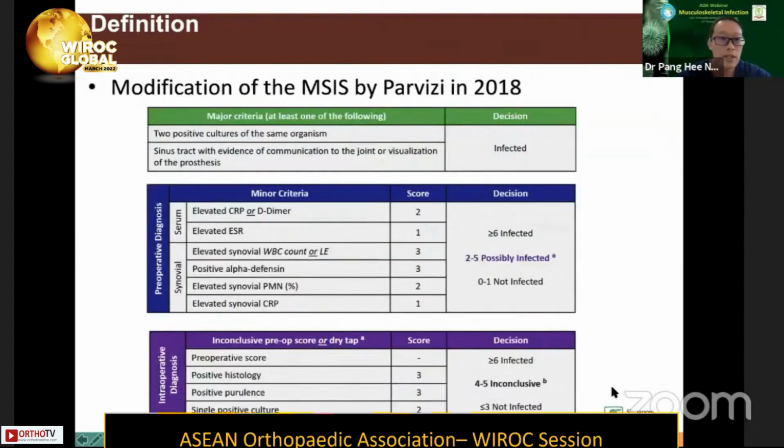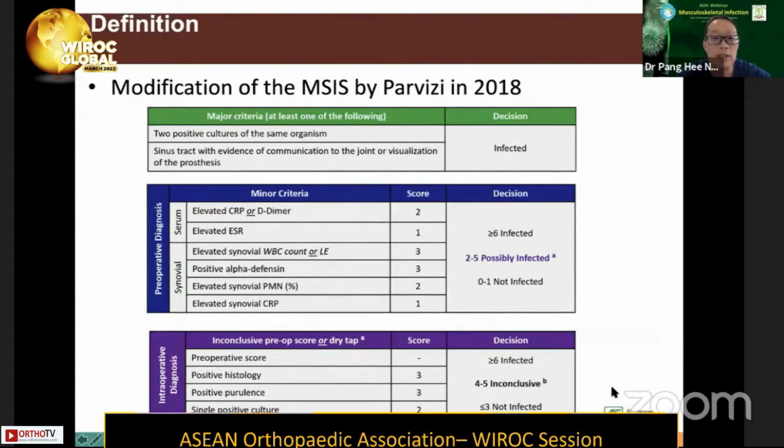This is the modification by Parvizi in 2018. Essentially, the major criteria are the same. He added the Synovasure test, which is the alpha defensin, and he stratified the minor criteria.